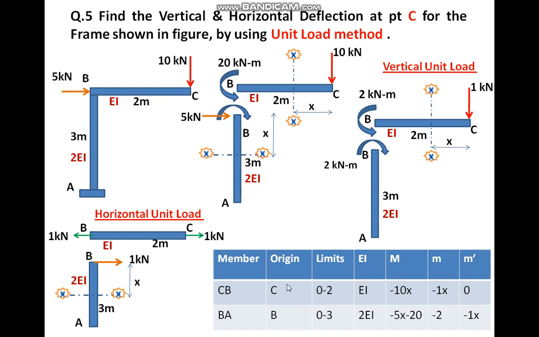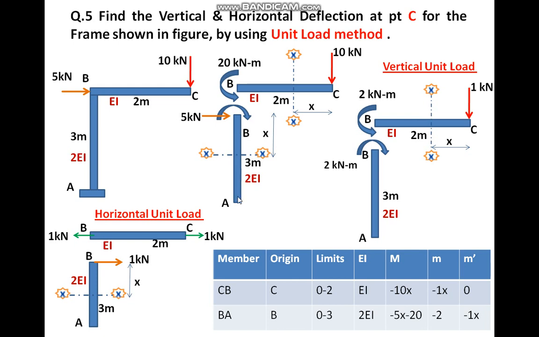For members CB and BA, C is the origin for one and B is the origin for the other, with limits 0 to 2 for CB and 0 to 3 for BA. EI is 1 EI for CB and 2 EI for BA. So look at the diagram, the given load and unit load free body diagrams. 10 into x is clockwise, so you write minus 10 into x.